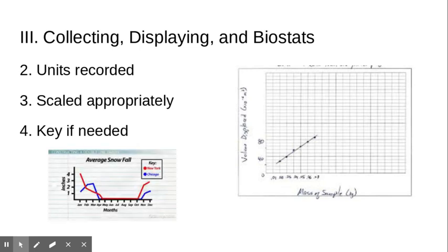And then number 4, a key if needed. This comes into play if you're doing a bar or a histogram, or if you also are doing a double or triple line graph. So put a key in there if that is necessary.